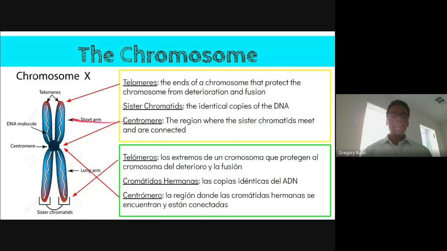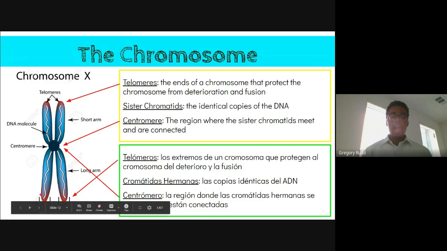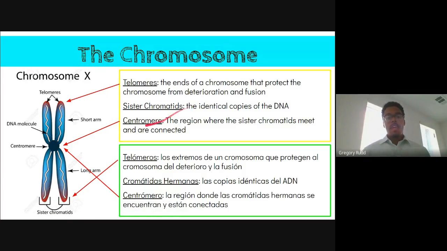Each chromosome is made up of 2 sister chromatids, and they are identical copies of the DNA. So one half of the X is one chromatid. The other half of the X is another chromatid. We call them sister chromatids because they are identical copies of the DNA. And then this region in the middle of the chromosome, where the 2 sister chromatids meet, is called a centromere.